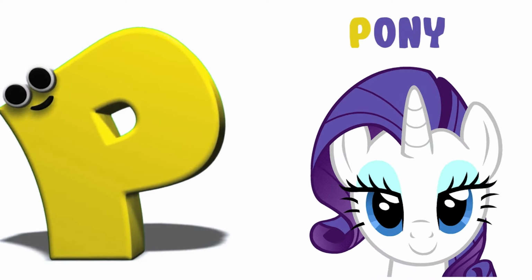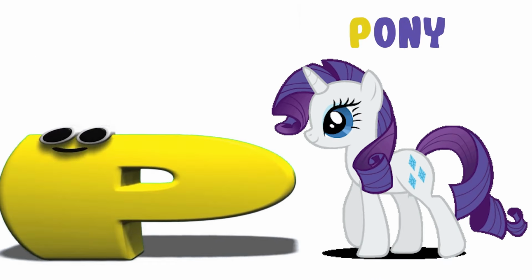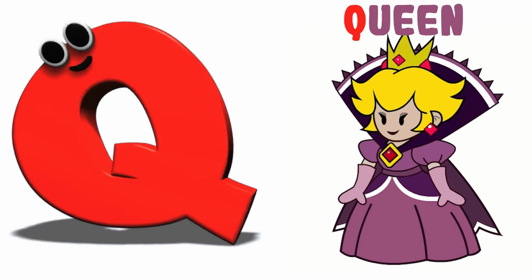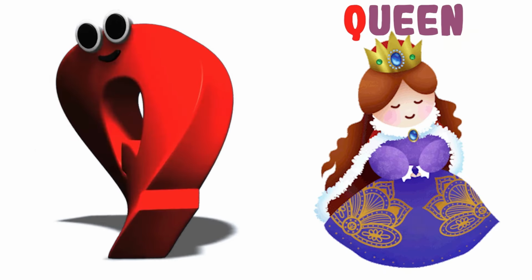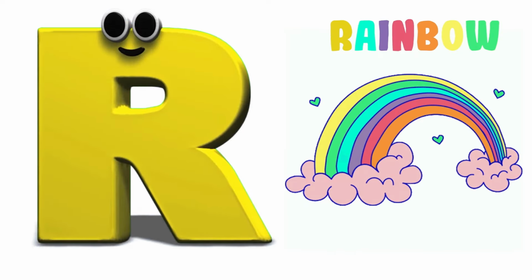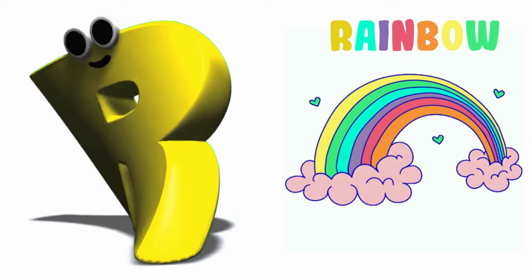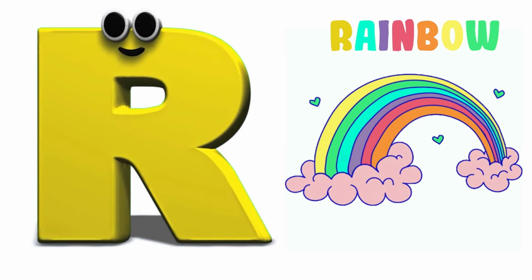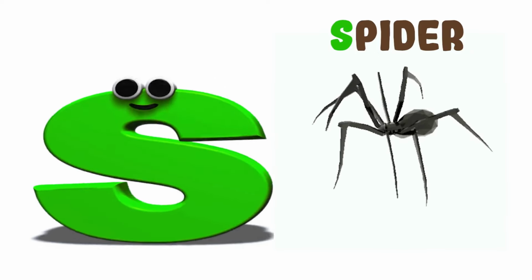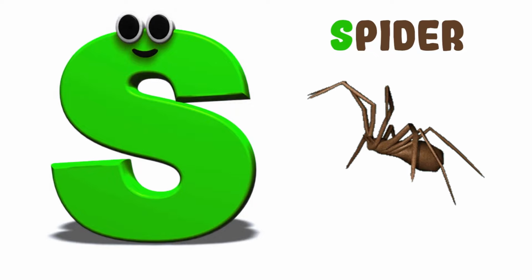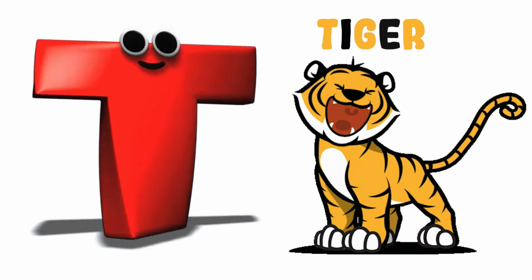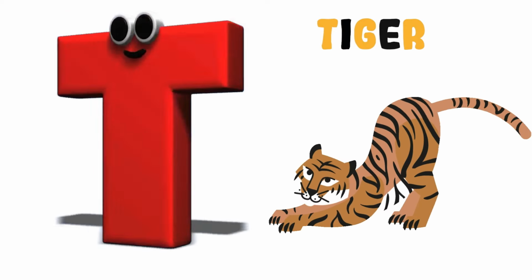P is for pony, p, p, pony, p, p, pony. P, pony. Q is for queen, k, k, queen, k, k, queen. Q, queen. R is for rainbow, r, r, rainbow. Tiger, tiger, T, tiger.